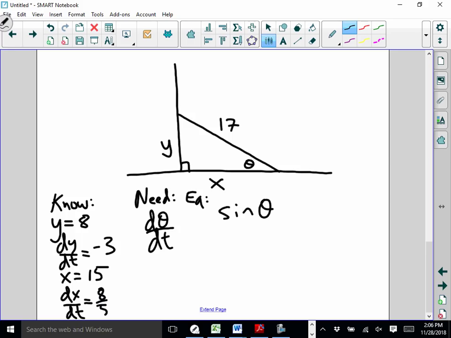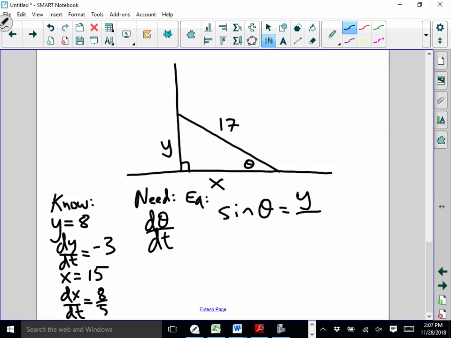Well, think back to SOHCAHTOA, right? SOHCAHTOA tells us all of our trig functions we need to know. Sine is opposite over hypotenuse. So sine of theta is going to be opposite over hypotenuse. What's the opposite from theta? Well, that would be y. What's the hypotenuse? That's 17.